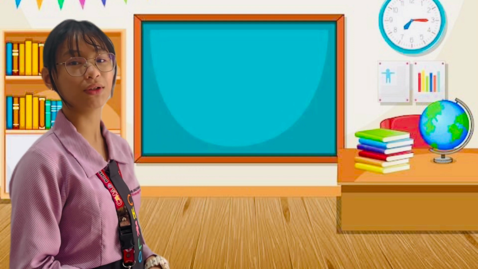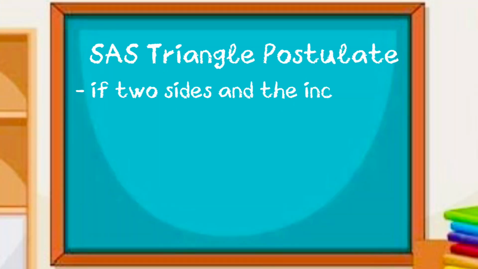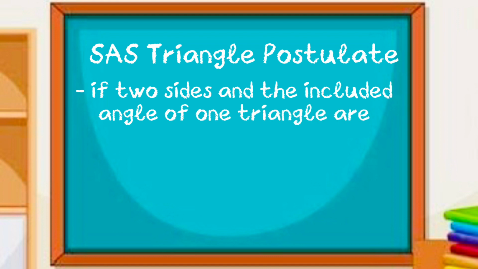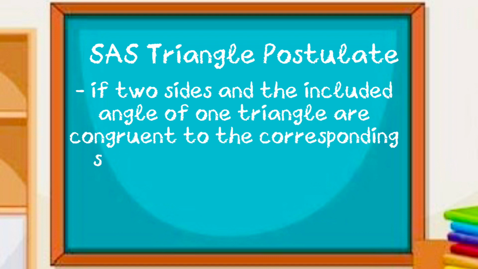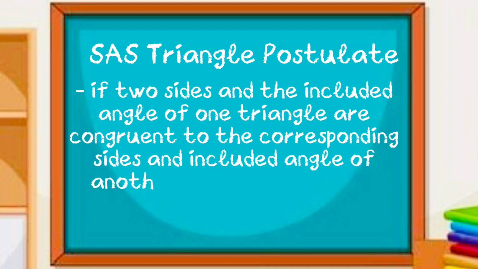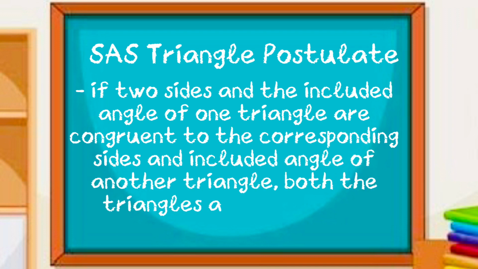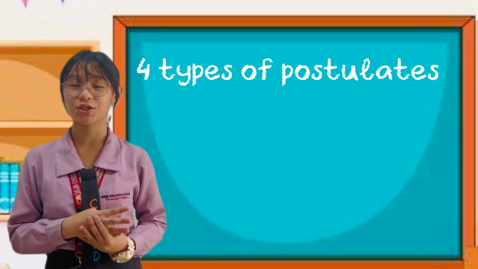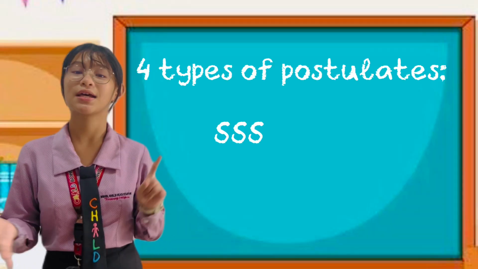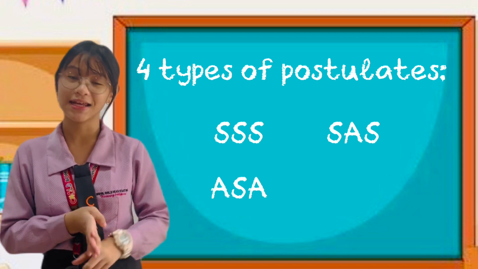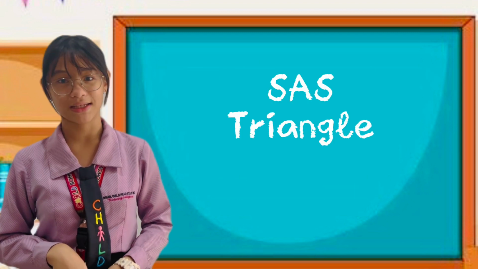Now, are you also familiar with triangle congruence? Triangle congruence means all corresponding angle pairs and all corresponding sides are equal. Today, we're going to focus on proving if two triangles are congruent. The SAS triangle postulate states that if two sides and the included angle of one triangle are congruent to the corresponding sides and included angle of another triangle, both the triangles are congruent. There are four postulates that you need to know: SSS, SAS, ASA, and AAS. And our main focus is SAS.